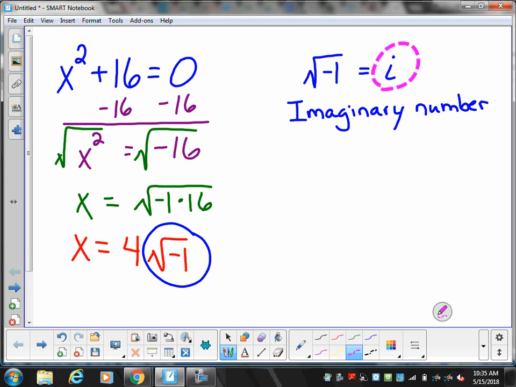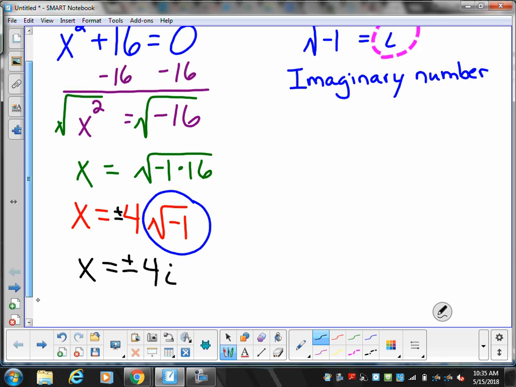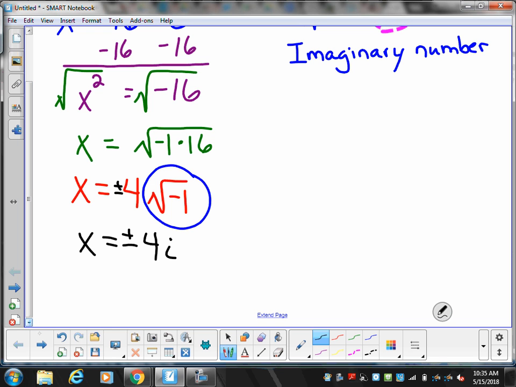So down here, what is this actual answer? I forgot my plus or minus sign. It's plus or minus 4i. So for those of you that are working through that, anytime you're left with a negative under the radical, underneath the square root, you're going to take it out of the square root and just be left with this i, a lowercase i. And all this is referred to as the imaginary number.